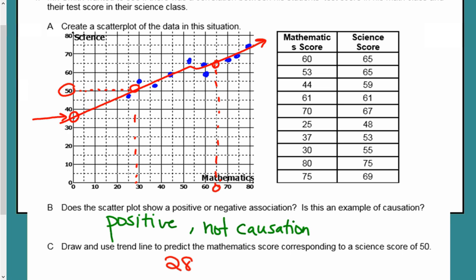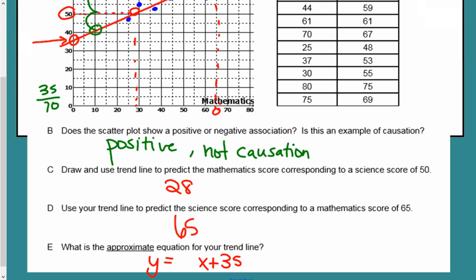So I like this one right here. Again, it's not perfect, but it's pretty good. And I'm going to use this one right here. Again, not perfect, but that's what I'm going to use. So my rise is 10, 20, 35. And my run is 10, 20, 30, 40, 50, 60, 70. Okay, so rise over run, 35 over 70. That's actually 1/2.